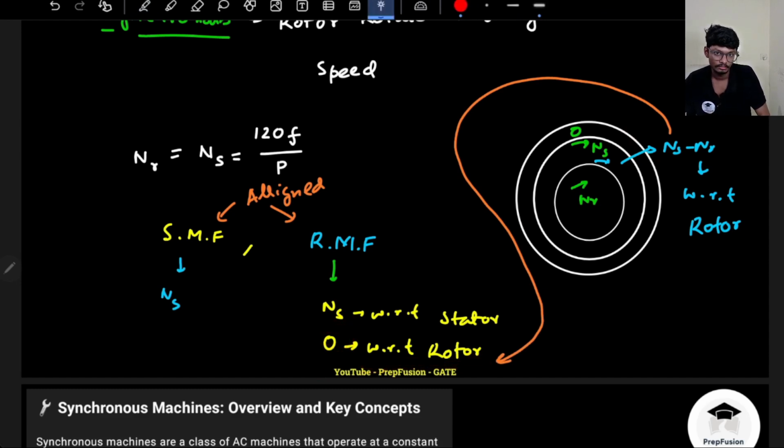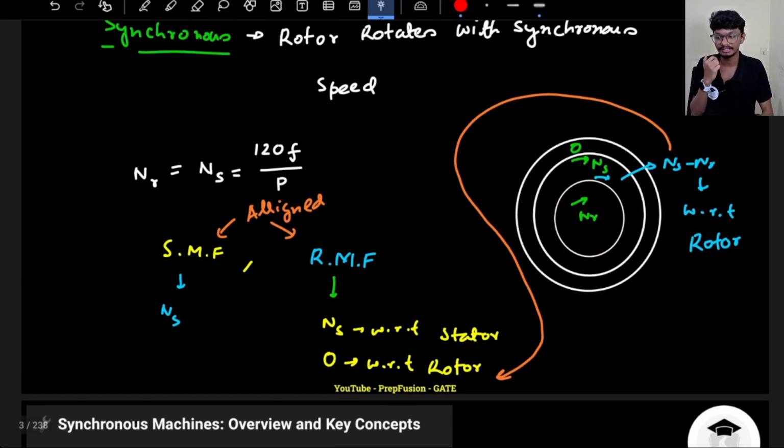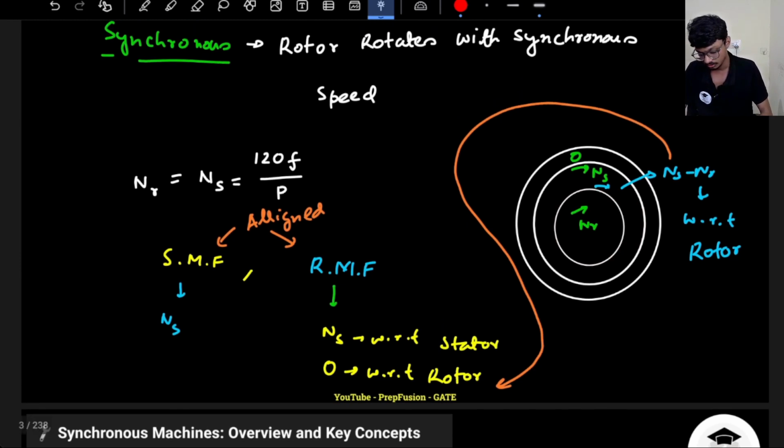Why? Because the rotor itself is already rotating with speed ns, right? So I don't need to provide any additional speed for it to be synchronized with the stator magnetic field. How it will rotate with ns speed, I will explain that. Don't worry about it. There is a reason behind why it rotates with a speed of ns, and I will discuss that. So this was about the rotating magnetic field.